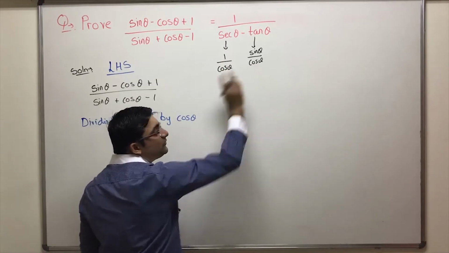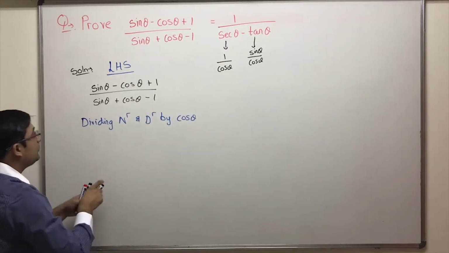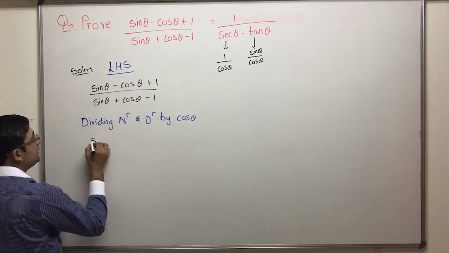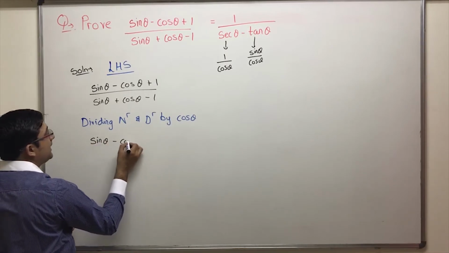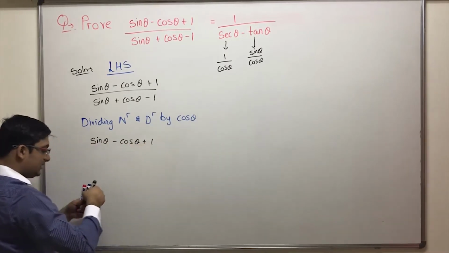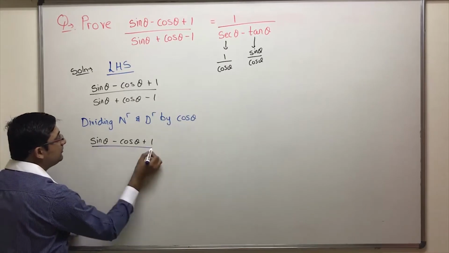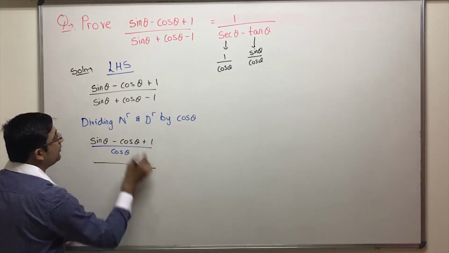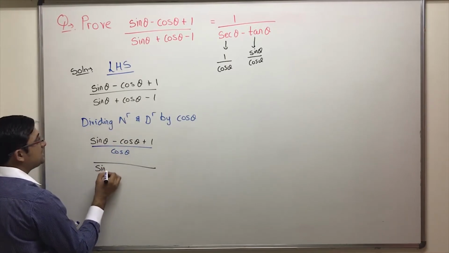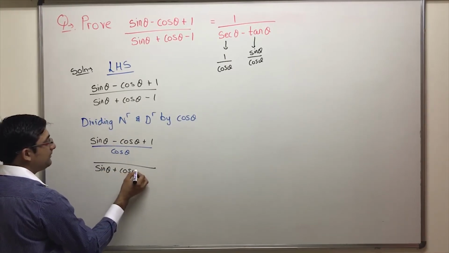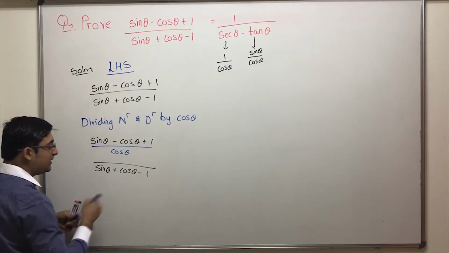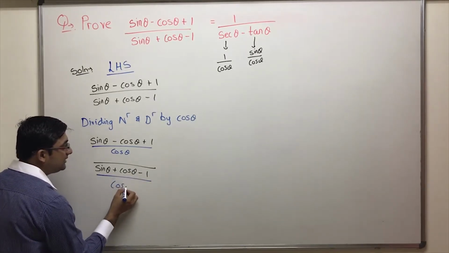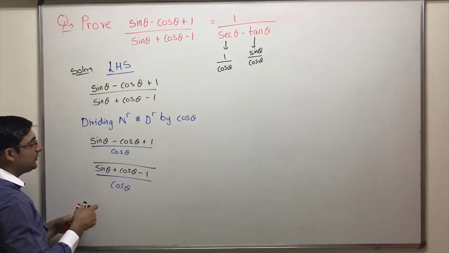In both these cases we have cos theta in the denominator. So what do we get? Write down first your numerator: sin theta minus cos theta plus 1, divided by cos theta. Similarly, upon the denominator, that is sin theta plus cos theta minus 1, divide the denominator also by cos theta. Is this clear?